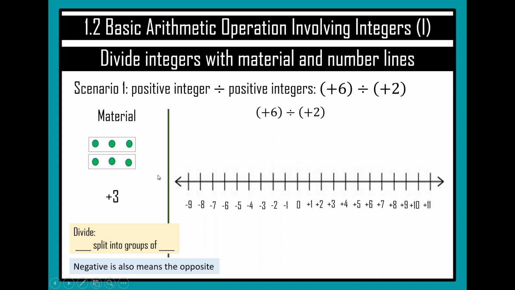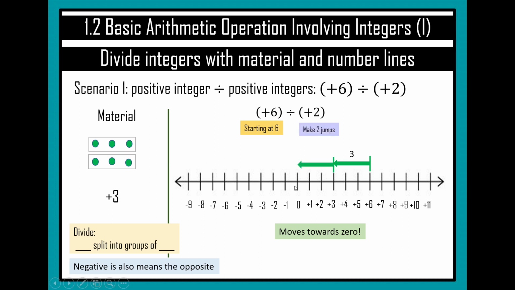On the number line, instead of starting at 0, we are going to start at positive 6, and then we are going to move towards the 0. Now I need 2 jumps. So 1 jump and 2 jumps towards the 0. Each jump will be 3.